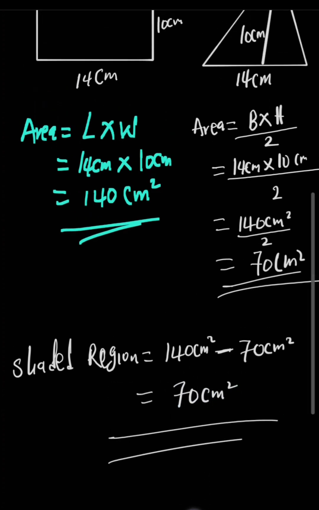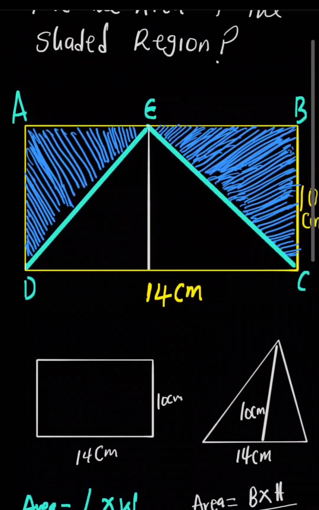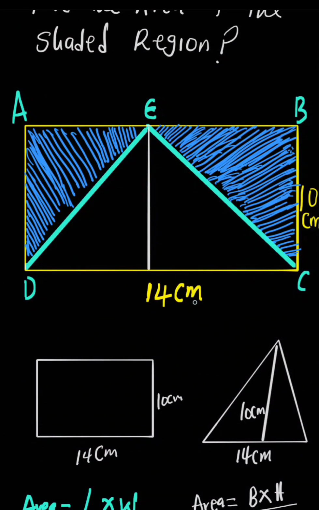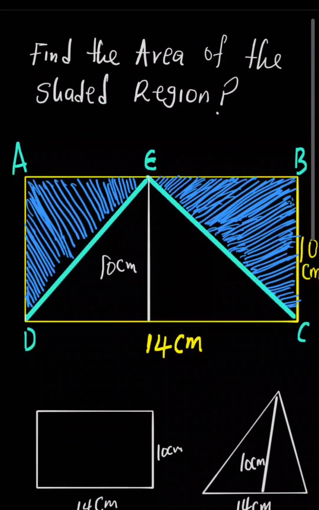Therefore, the area of the shaded region of this given shape, given the width of the rectangle is 10 centimeters and the length is 14 centimeters, and also the triangle's baseline is 14 centimeters and the height is the same as 10 centimeters, is going to be 70 centimeter square. So this is how to find the area of the two shapes.